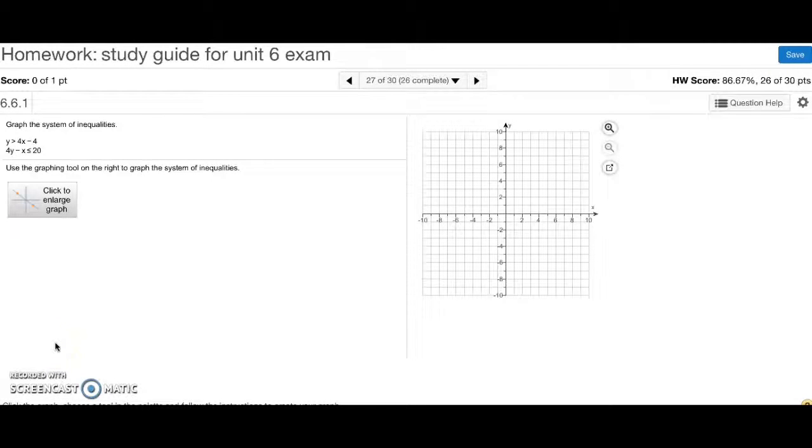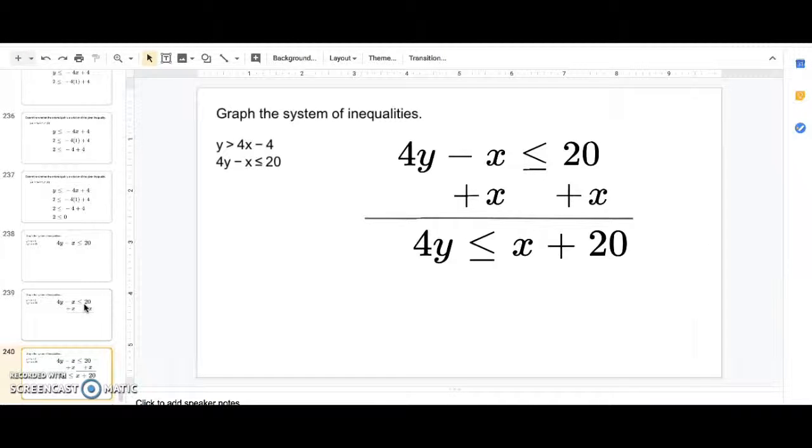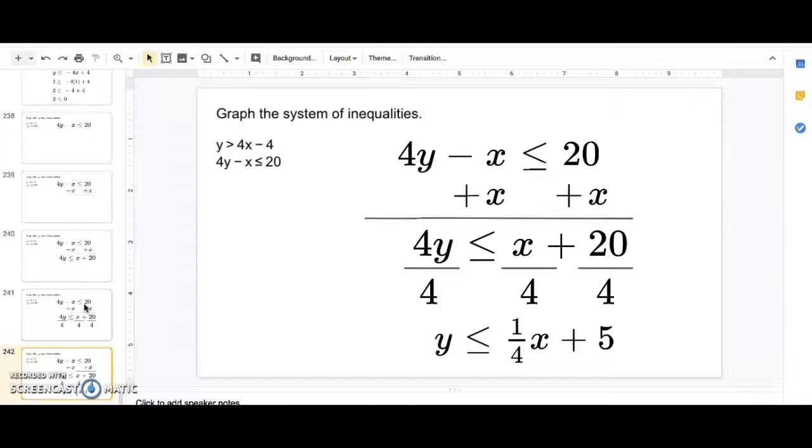Okay, number 27. We are graphing the system of inequalities. So the first thing we need to do before we even think about graphing them is making sure they are both in slope-intercept form. The second one needs to be solved, so let's solve that first. Okay, so we have 4y minus x is less than or equal to 20. So we add x to both sides first, which will leave us with 4y is less than or equal to x plus 20. Divide everything by 4, I will have y is less than or equal to 1 over 4x plus 5. So now since I have both of these solved for y, I can graph them.